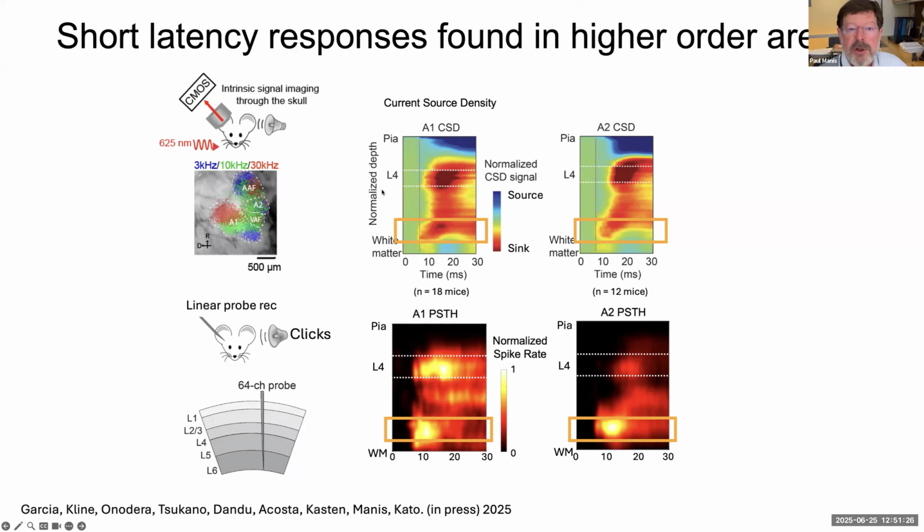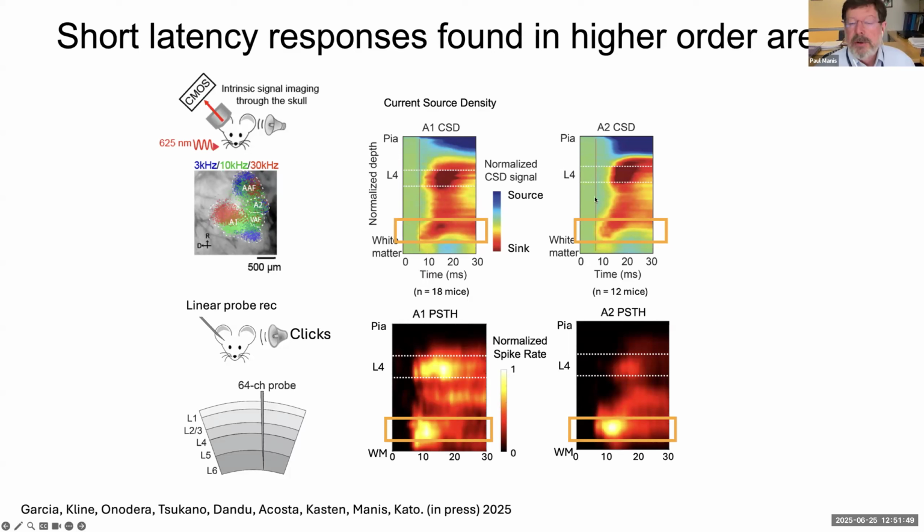And if you look at the distribution here in layer 4, there, of course, is a very large current sink. This is the canonical input to layer 4 in cortex. But interestingly, down here in layer 6, there's actually a shorter latency input that occurs and produces a sink that precedes the layer 4 input by a few milliseconds.